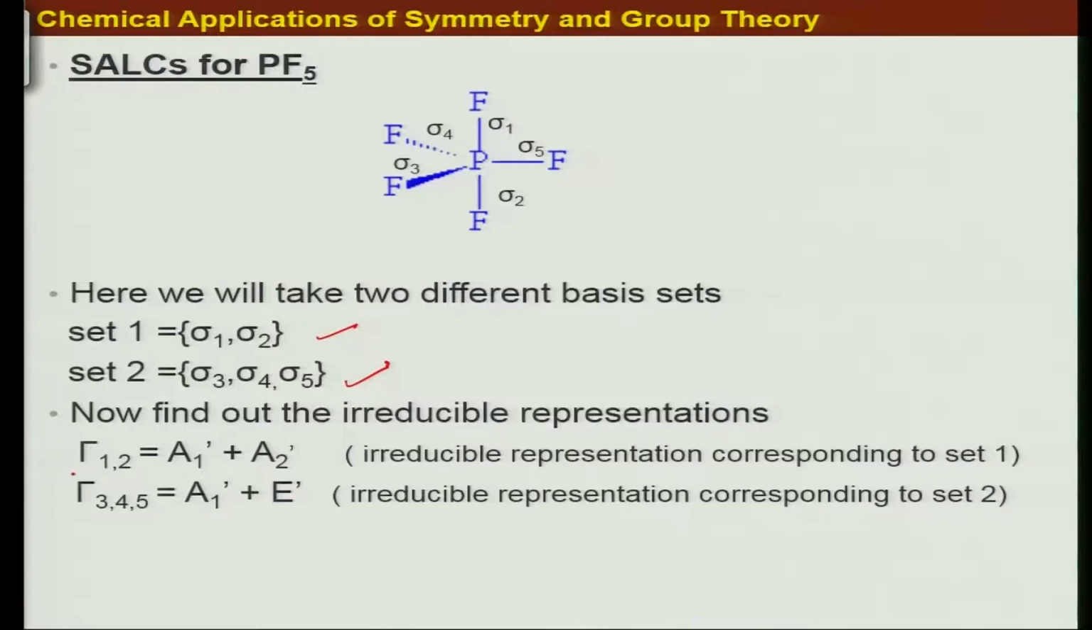So here we get the representations which we are writing as gamma 1 2, meaning that this gamma is formed by taking sigma 1 and sigma 2 as basis functions, while the other representation we are writing as gamma 3 4 5, meaning that we are forming this representation using the basis set comprising of sigma 3, sigma 4, sigma 5. So upon reducing gamma 1 2, we get it as A1 prime plus A2 prime, and from gamma 3 4 5 we get A1 prime plus E prime. All right. So here we have one dimensional as well as two dimensional irreducible representations.